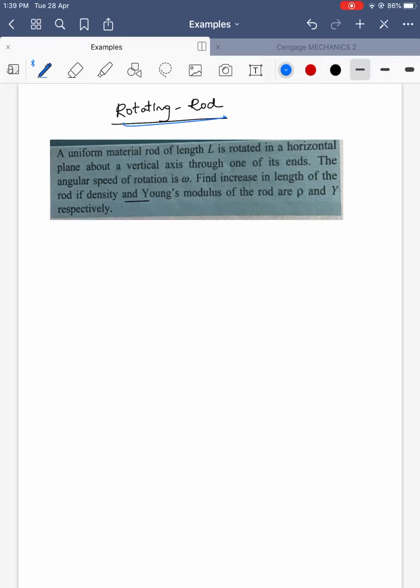Okay students, let's see some of the applications of Young's modulus. A uniform material rod of length L is rotating in a horizontal plane about a vertical axis passing through one of its ends. Let's draw the diagram. We will go a little faster because we have less time. Here is the axis, and it is rotating with angular velocity omega. Find the increase in length.